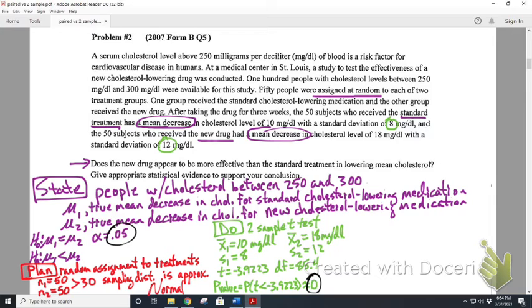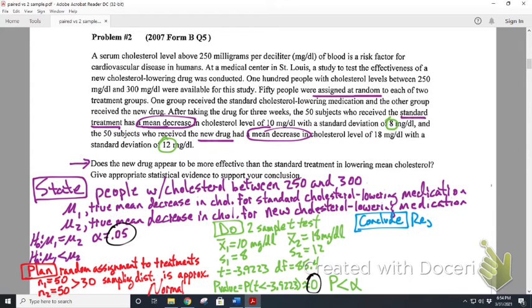So I like to write it like this. P is less than alpha. And of course, if that proportion had been larger than 0.05, I would have flipped that inequality. So the p-value is smaller than alpha. That causes me to reject. So move to conclude, and we're done.